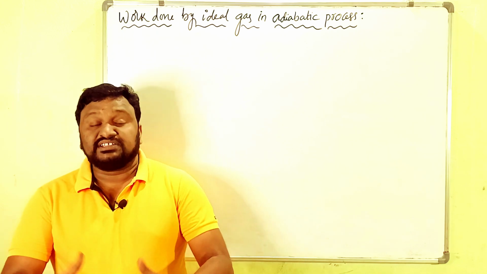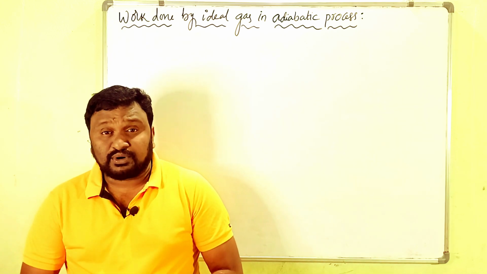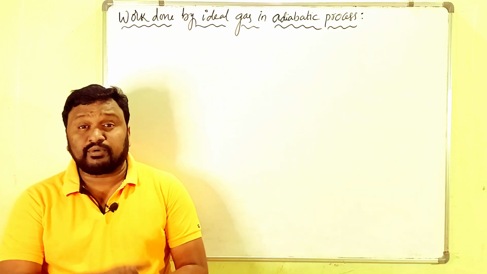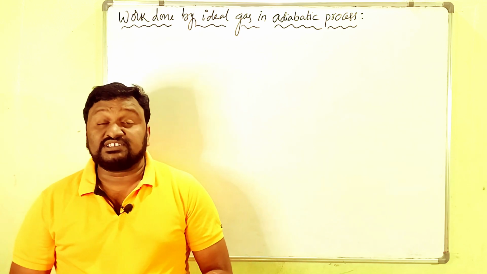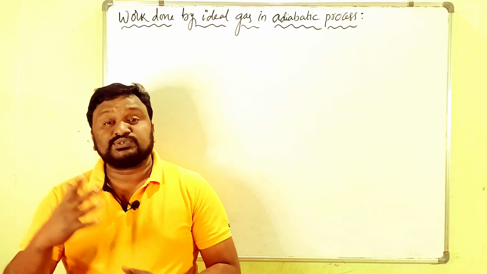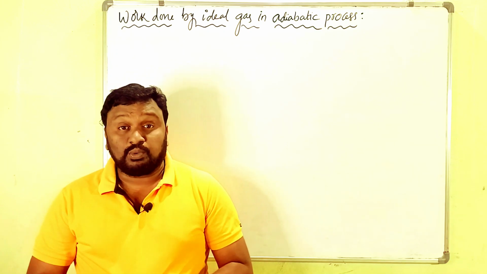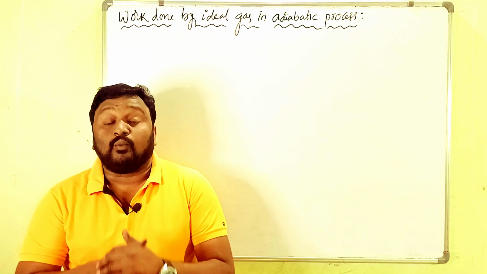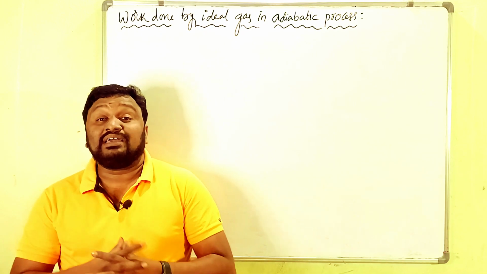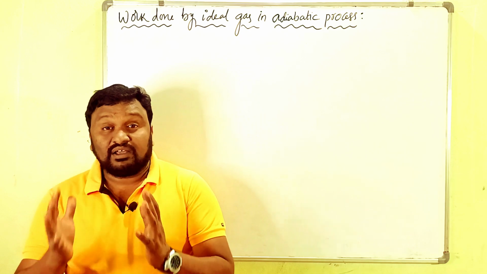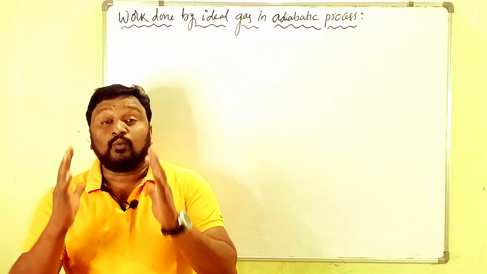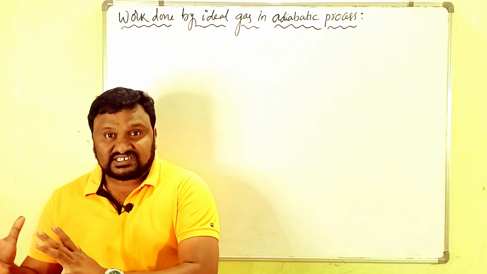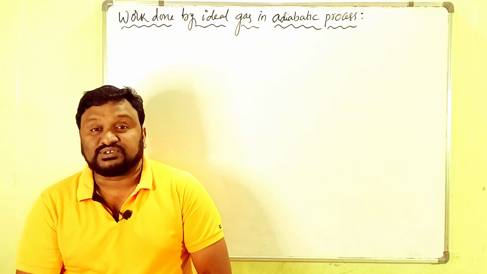Dear friends, in this video we are going to discuss one of the most important questions for 4 marks in the chapter of thermodynamics. Very useful concept. That's why we have to watch the video up to the last without any skip. The topic is work done by the ideal gas in adiabatic process. Derive the expression for work done by the ideal gas in adiabatic process.